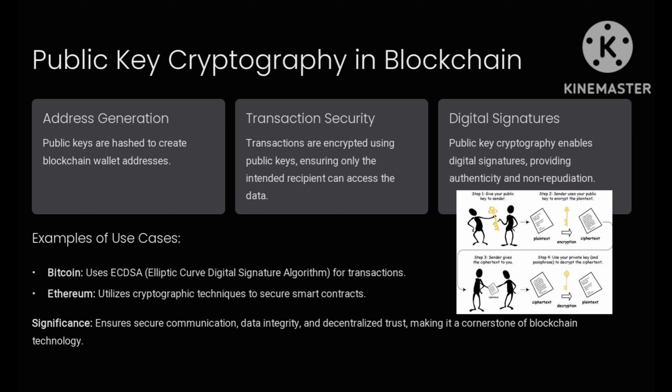Examples of use cases. Bitcoin uses ECDSA, elliptic curve digital signature algorithm, for transaction validation. Ethereum employs cryptographic techniques to secure its smart contract operations. Why it's crucial? This technology is the backbone of blockchain's trustless architecture. Without it, there would be no way to ensure the security, privacy, or integrity of blockchain transactions.